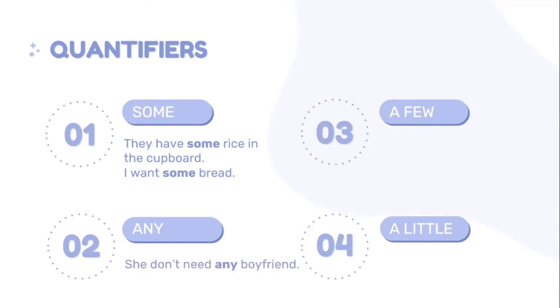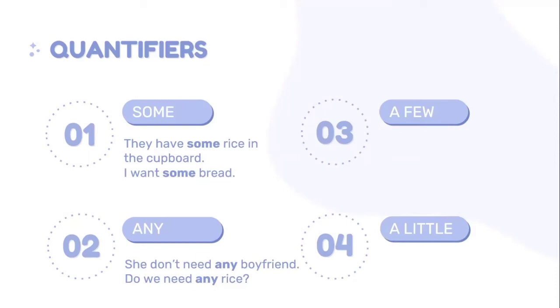And then any. The example is, she doesn't need any boyfriend. And for the question, do we need any rice? And then let's talk about a few and a little. In a sentence, a few means two or three. So a few is less than some, but more than none.